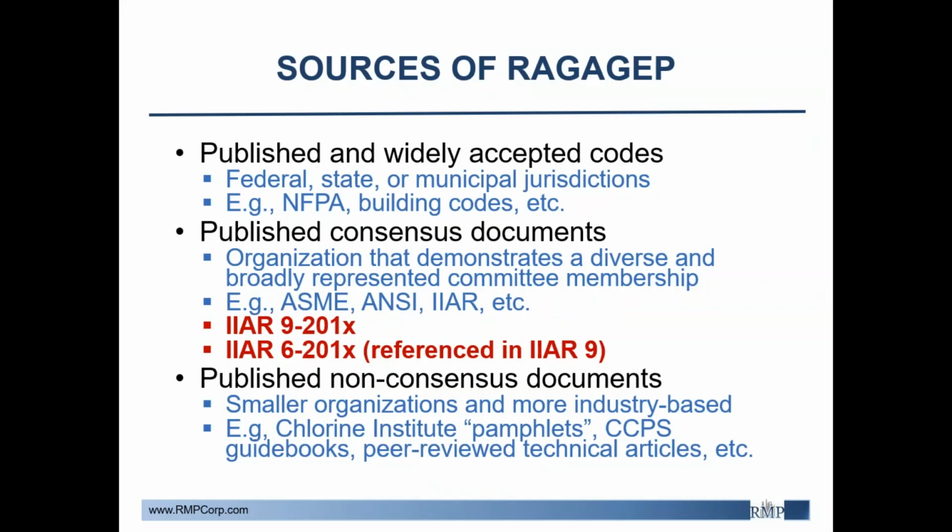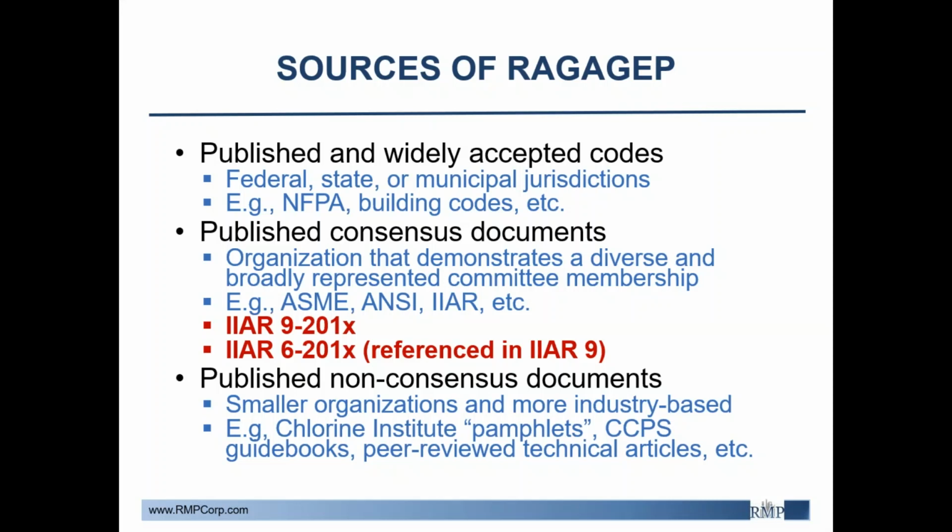Sources of RAGAGEP fall under three categories. The first and most important being published and widely accepted codes. These are your federal, state, and municipal codes under the jurisdictions, so your NFPA requirements, building codes, local permitting requirements for new systems. This would be basically at the government level. Then there's consensus documents that should be looked at next. These are in order of importance. Those would be established organizations that have a represented membership from a diverse group within that industry. Those are like ASME, ANSI standards, IAR, and then the non-consensus documents would be your Chlorine Institute, if you're in water treatment, CCPS guidebooks, technical articles, and other general industry best practice.